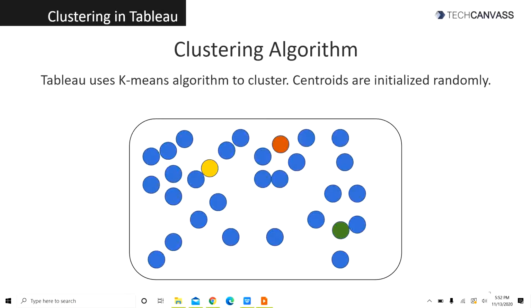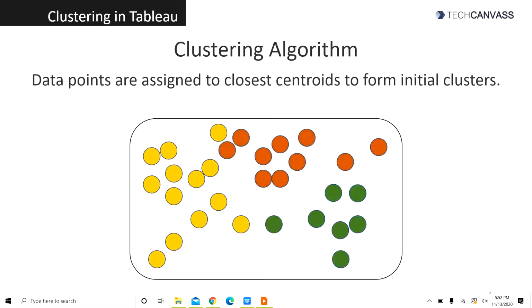3 centroids are initialized randomly. Euclidean distance is computed between data points and all the centroids. So here you can see 3 centroids, one is in yellow, one is in brown, and the third one is in green color. Each data point is then assigned to the closest centroid or the cluster.